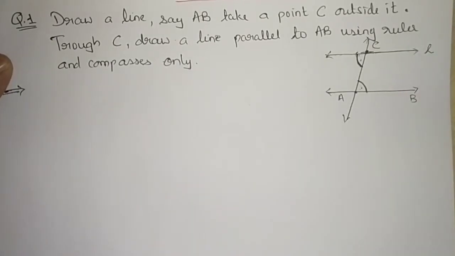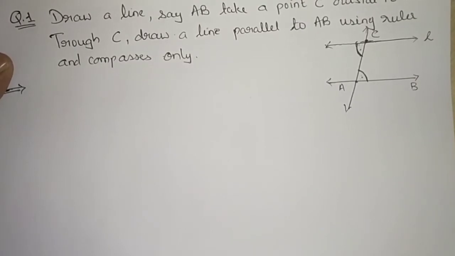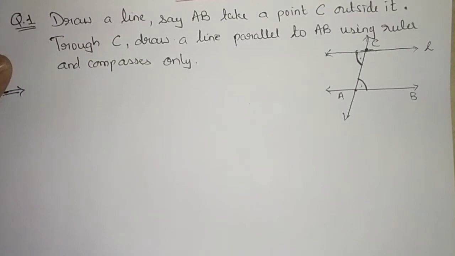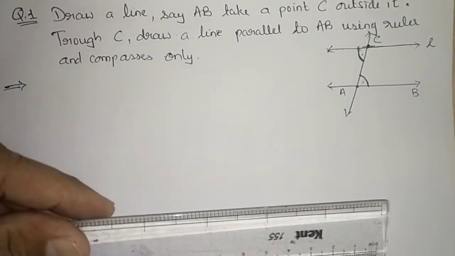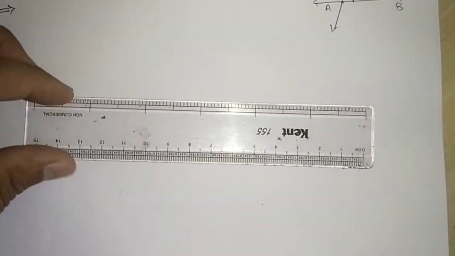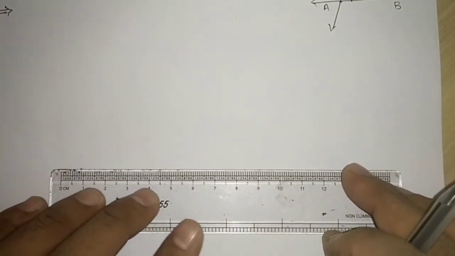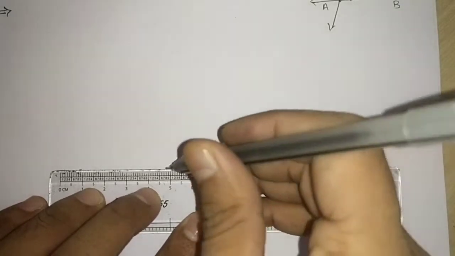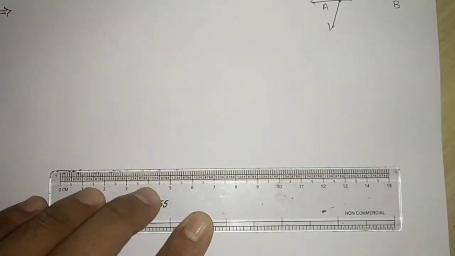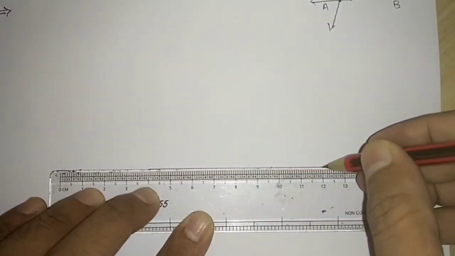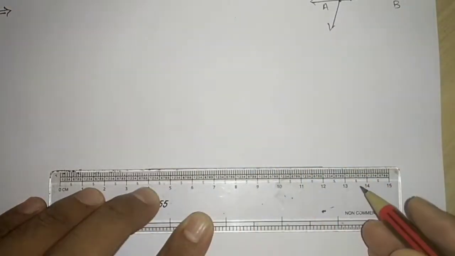So without wasting a time, let us start. They have told, draw a line, say AB. So I am taking a line AB. You can take any measurement. Please pause me wherever you want me to pause. There you can pause me. I am drawing a line. It can be of any measurement. Clear?